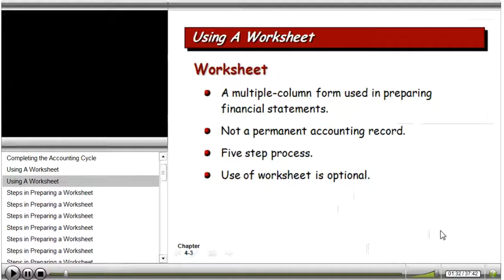We're going to look at a worksheet. It's a multi-column piece of paper used to prepare financial statements. It's not a permanent accounting record, although most companies keep it for a long time. And it involves a 5-step process. Use of the worksheet's optional. Again, I think experienced accountants are probably still using it, though with some of the computerized things, it may not be as critical as it was.